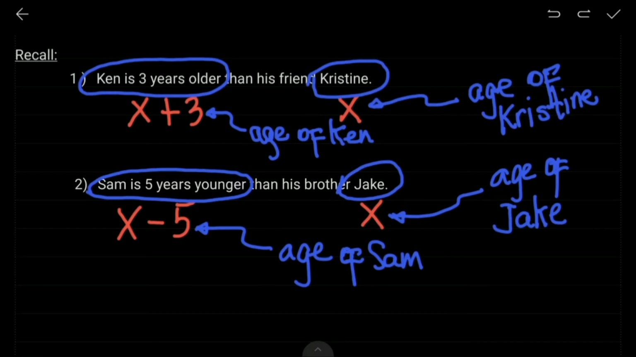Ken is 3 years older can be represented as x plus 3, and x for the age of Christine. Then the next phrase, Sam is 5 years younger, can be represented as x minus 5, and x for Jake's age.